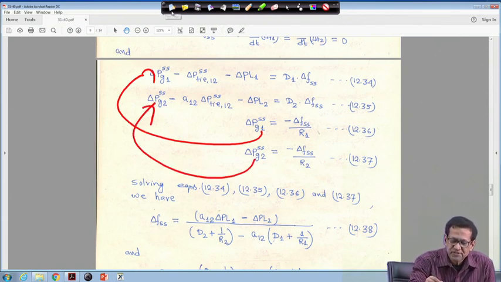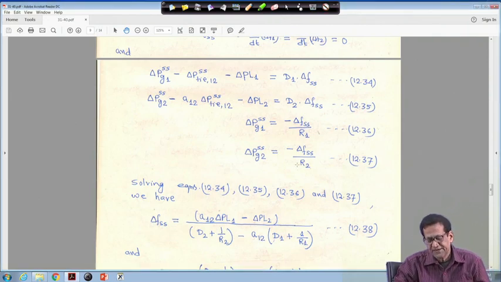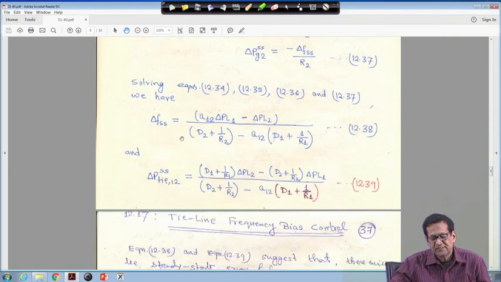then you will get delta F steady state is equal to A12 into delta PL1 minus delta PL2 divided by D2 plus 1 upon R2 minus A12 into D1 plus 1 upon R1. Similarly, delta P tie 1 to SS you will get D1 plus 1 upon R1 delta PL2 minus D2 plus 1 upon R2 delta PL1 divided by D2 plus 1 upon R2 minus A12 D1 plus 1 upon R1, right.